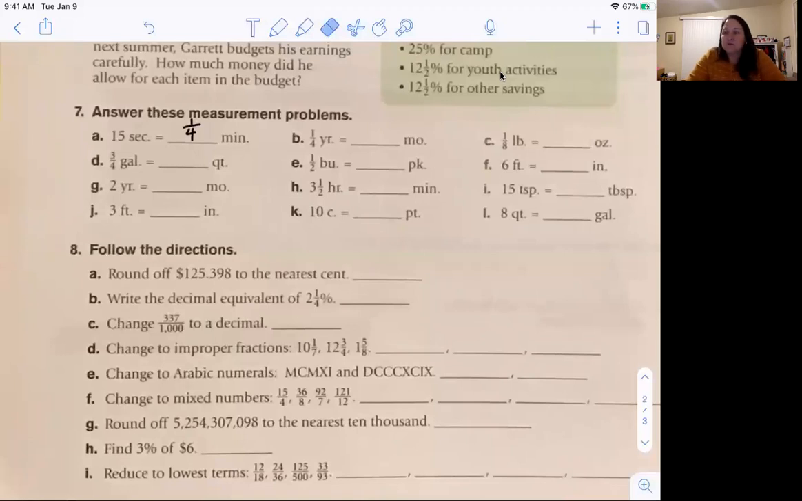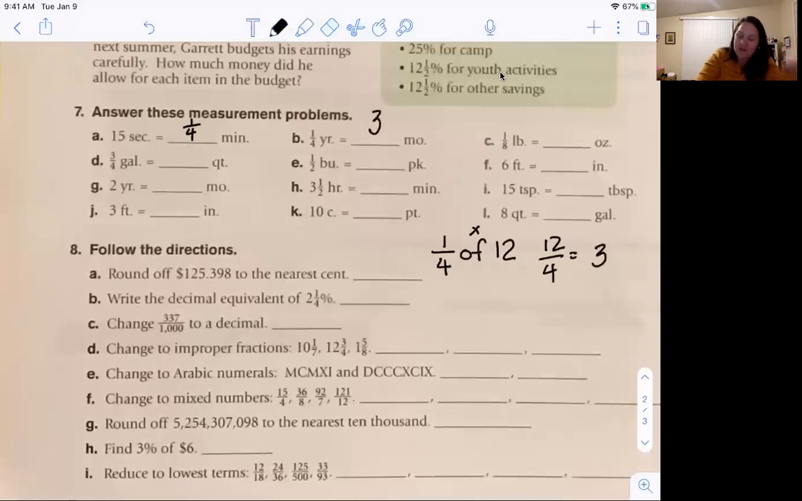Well, how many months are in a year? 12, right? And we have 1/4 of the 12 months. What does that "of" mean we're going to do? Right, multiply. Remember, multiplying by 1/4 is the same thing as dividing by what? By 4. Multiplying by 1/4 is the same thing as dividing by 4. So 12 divided by 4 is 3. Good. 1/4 of a year is 3 months.